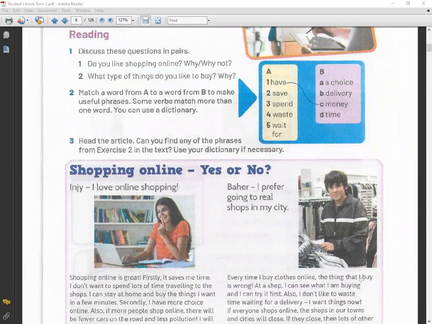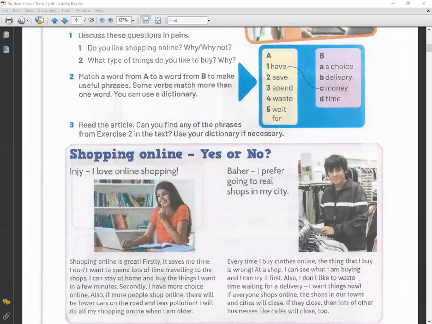NG says, I love online shopping. Let's read the text related to NG. Shopping online is great. Firstly, it saves me time. I don't want to spend lots of time traveling to the shops. I can stay at home and buy the things I want in a few minutes. Secondly, I have more choice online. Also, if more people shop online, there will be fewer cars on the road and less pollution. I will do all my shopping online when I am older.